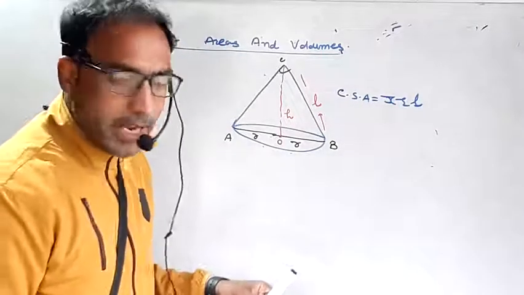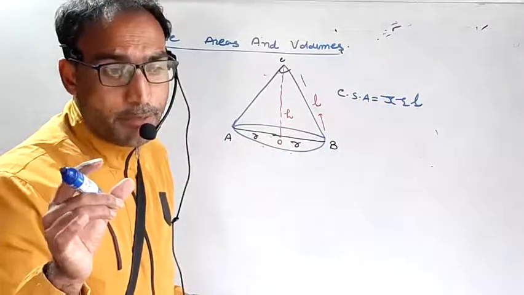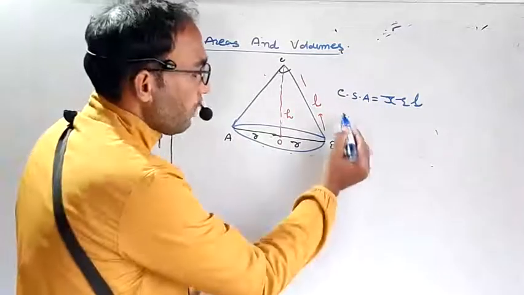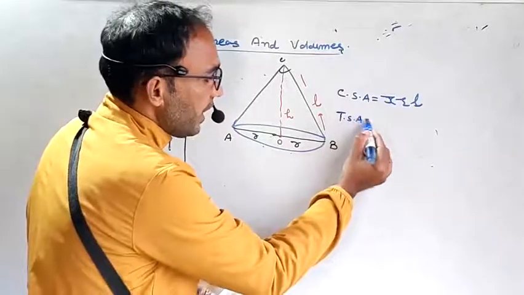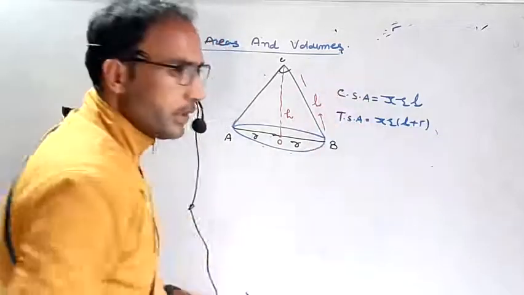this is equal to pi r L. R means radius and L means slant height. The slant height is denoted by small l. One more formula, total surface area. This is equal to pi r into L plus R.